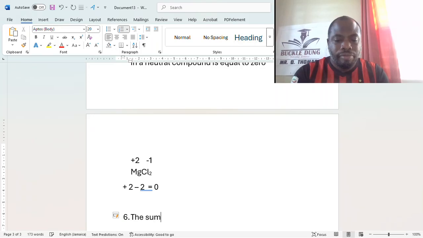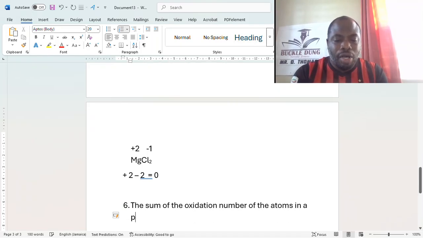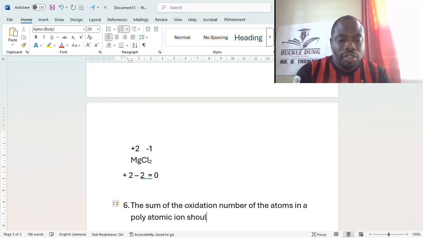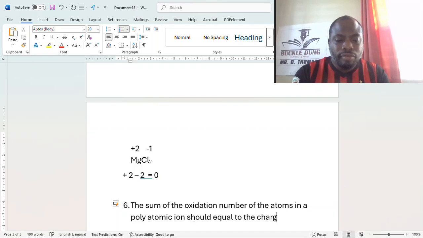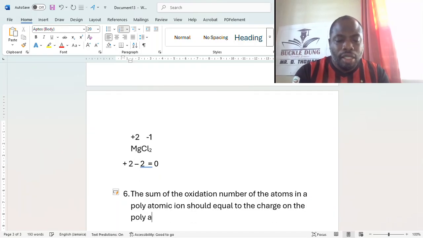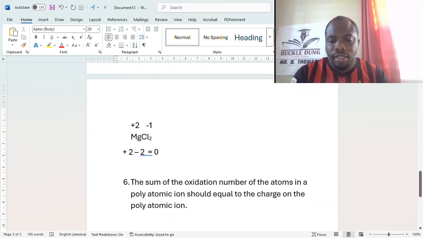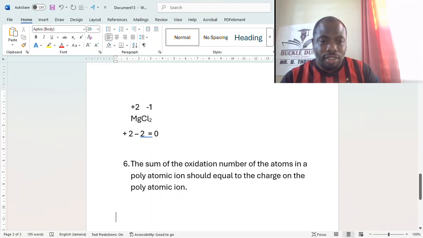The sum of the oxidation numbers of the atoms in a polyatomic ion should equal the charge on the polyatomic ion. And again, your life will be easier in chemistry.